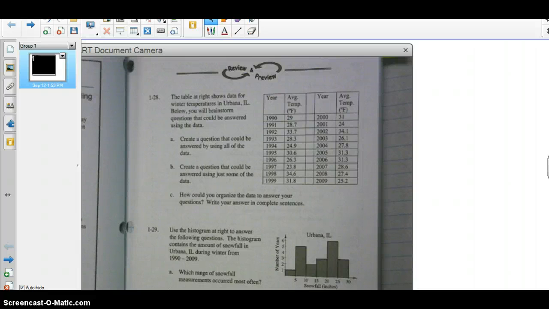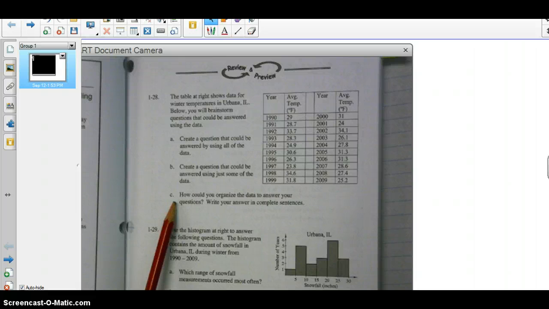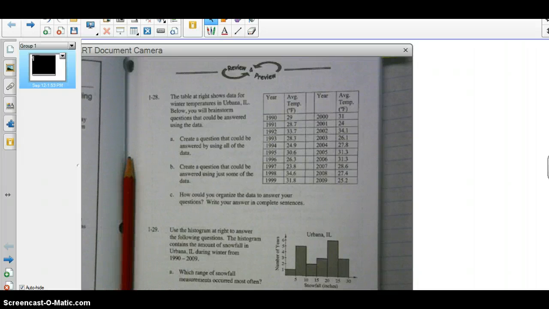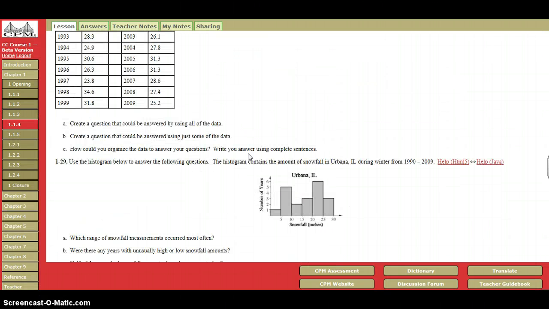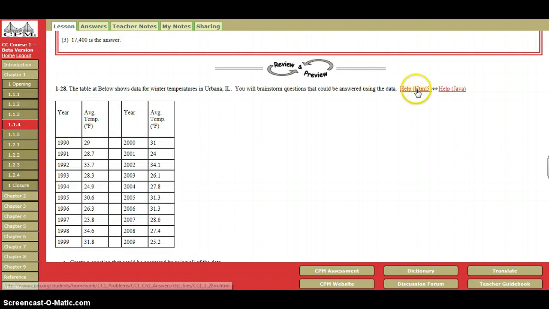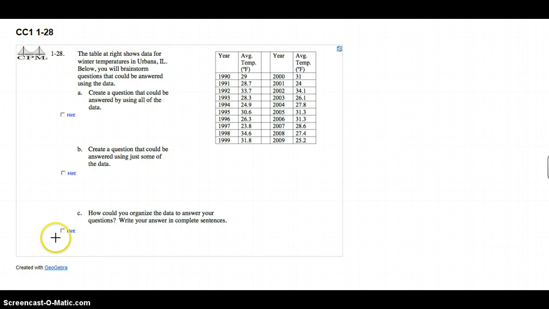When you're ready to move on to C, it says, how could you organize the data to answer your questions? So that's something that we might want to take a look at the ebook to see if it gives us some type of a hint. Let's see here. Here is the help for questions A, B, and C for 28. C says, how could you organize the data to answer your questions? Let's see what the hint says.